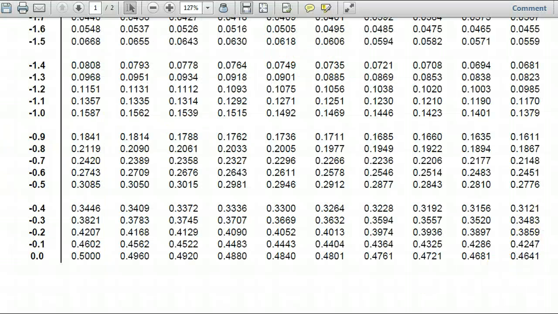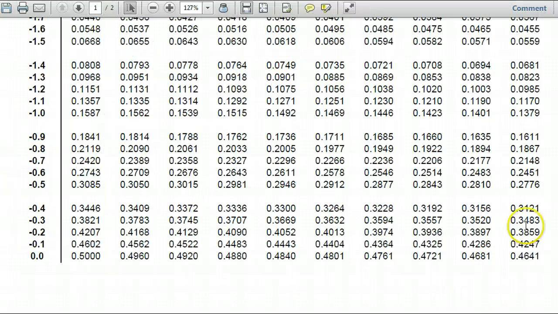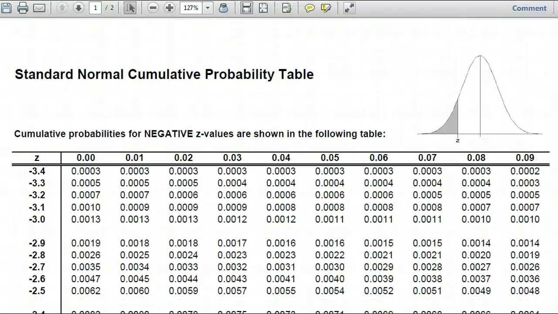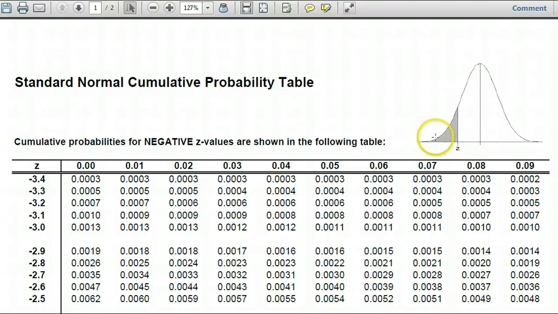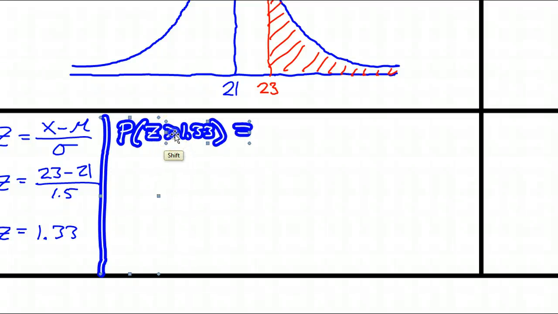This table of values does not give me the proportion of values that are greater than the z-score. It only gives me the proportion of values that are less than any given z-score. These are all less than values, not greater than values. I'm going to show it as an extra step because a lot of kids are getting confused and they're trying to copy me as best they can, but they don't really know what they're doing.